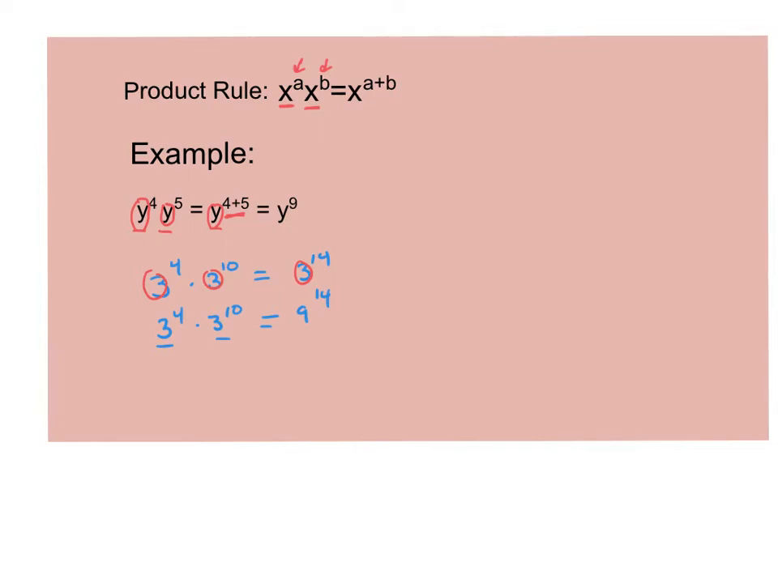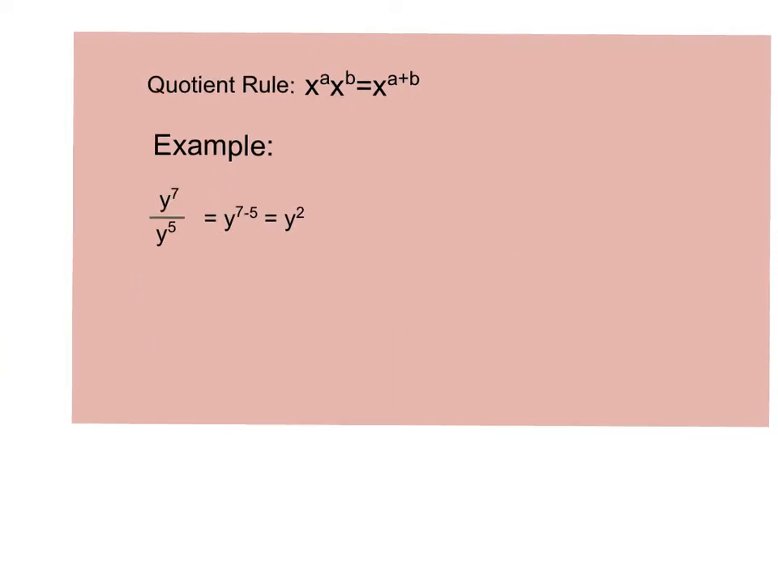The other way of thinking about it is 3 to the 4th means I have 4 3's being multiplied together. And then 3 to the 10th means I have 10 3's being multiplied together. So if I were to multiply all those 3's together, that would mean I would have 14 3's, or 3 to the 14th power. If I did this, that would mean I would have 14 9's being multiplied together, which we're not doing here. We're multiplying 14 3's. So be careful when you have numbers that you don't multiply the numbers together, you just add the exponents.